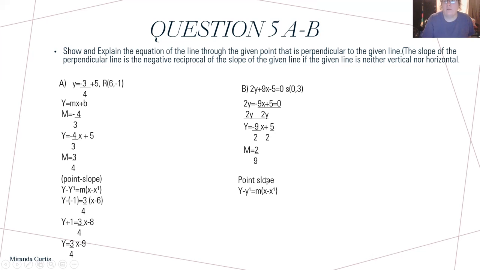And then we're going to do our point-slope again, which is y minus y1 equals m times (x minus x1). So then we're going to fill it in. Y minus 3, we're going to use our points over here again. Y minus 3 equals 2/9 times x minus 0. Okay, and then our answer is y equals 2/9 x plus 3.